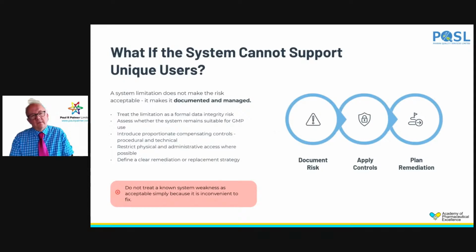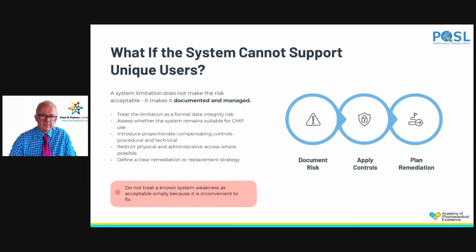If it can't support unique users, what are you going to do about it? A system limitation does not make the risk acceptable. It makes it documented and managed. Treat the limitation as a formal data integrity risk, and assess whether the system remains suitable for GMP use. It probably doesn't. Introduce proportionate compensating controls, procedural and technical. But is everybody going to remember it every time? Restrict physical and administrative access where possible.